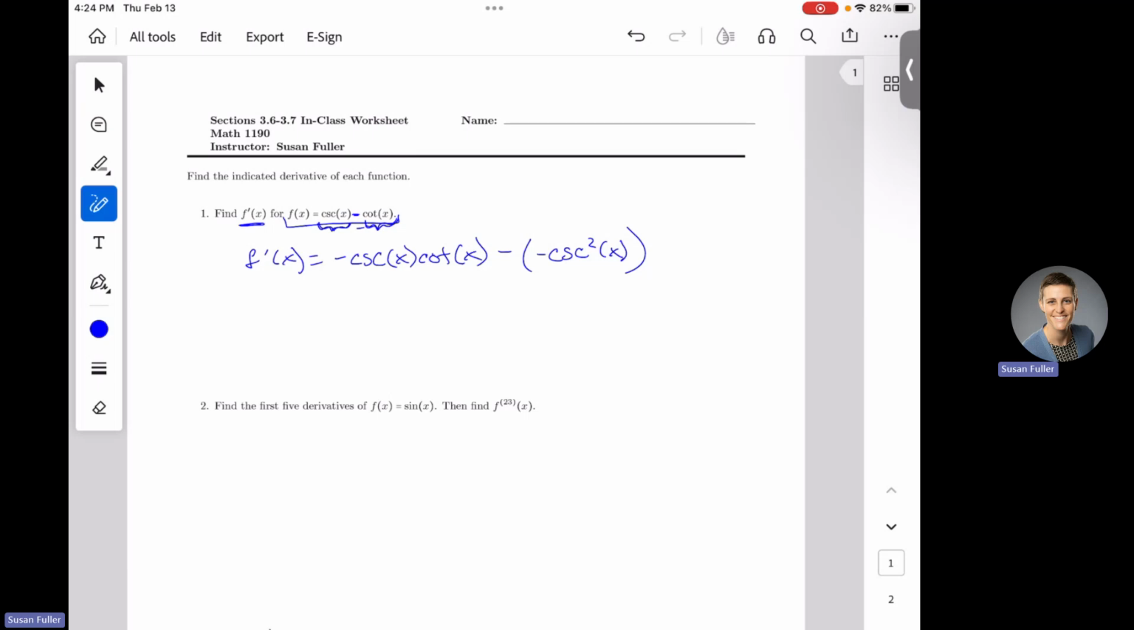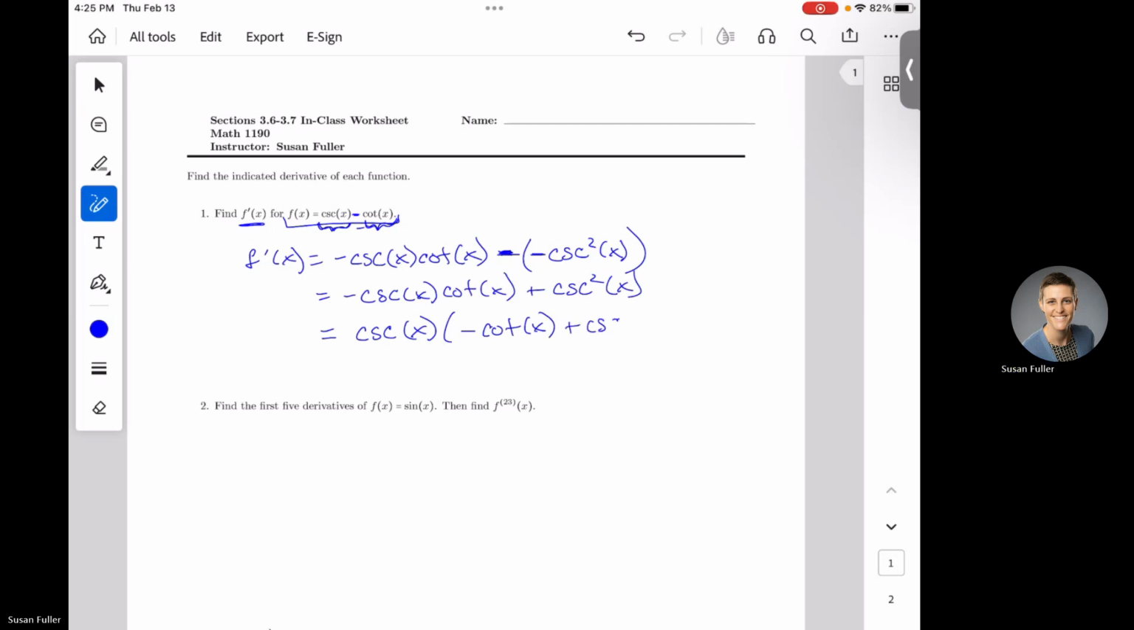From here, we'll see if we can simplify it at all. This is negative cosecant of x times cotangent of x plus, right, minus a negative turns into a plus, cosecant squared of x. These aren't like terms, they don't combine. They both have a cosecant of x, so I guess you could factor that out if you really wanted to, but nothing is really going to go away or combine or really get any simpler.